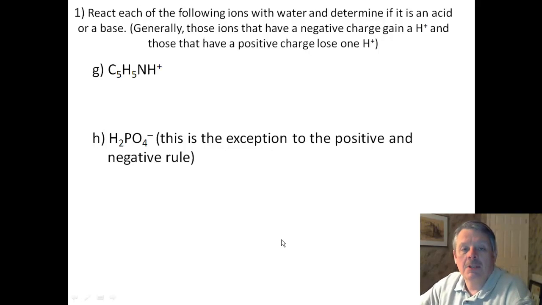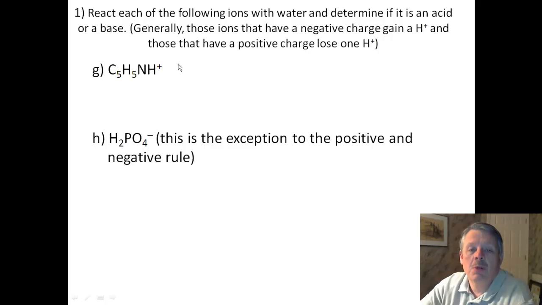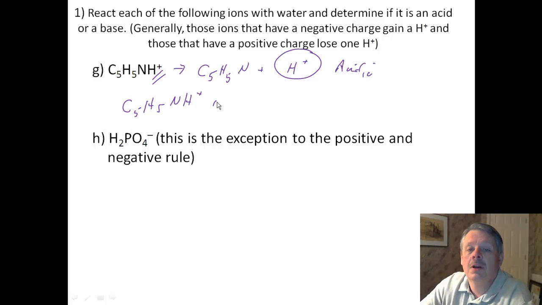All right, how about this one? Notice that nitrogen again, probably going to throw away that hydrogen. It's positively charged, so that makes sense. The hydrogen comes off, so it becomes C5H5N, and you get an H plus ion sitting on the outside, so that is clearly going to be acidic. Okay, again, you can write it the way we just did, C5H5NH plus water gives H3O with positive charge plus C5H5N.